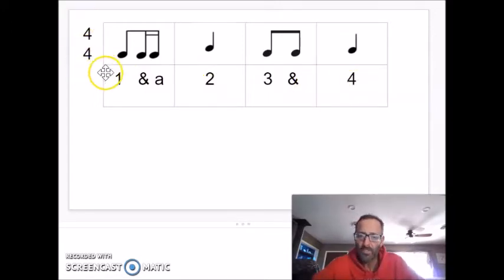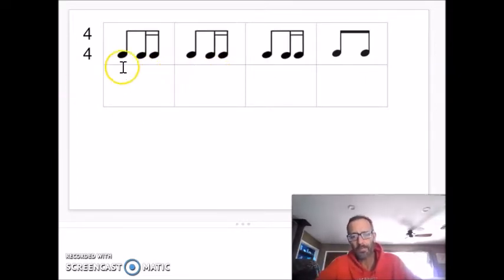Does that make sense? So you still have the 1 and, right? Like as if it were just 2 8th notes, but then, since these are 16th notes, you gotta throw in that 1 and a, right? Alright, let's see. I'm hoping this is making sense. Look at this next one.